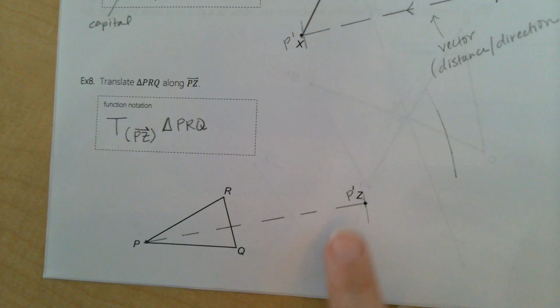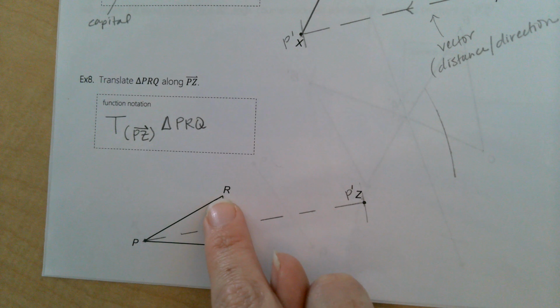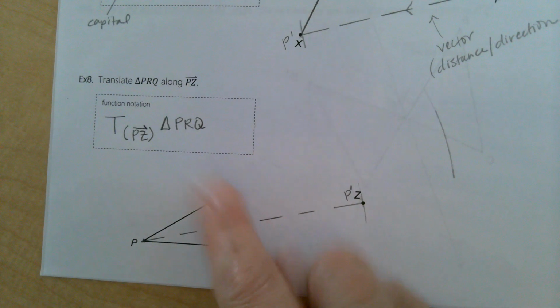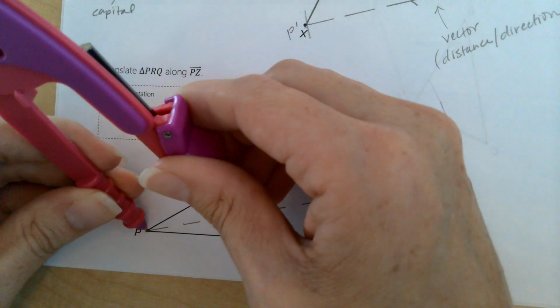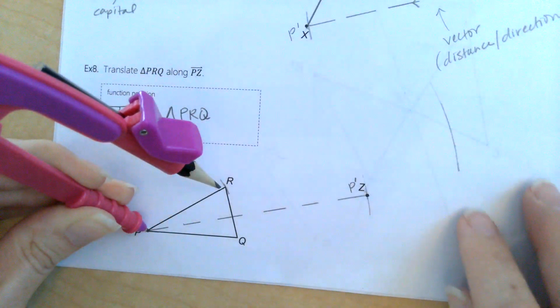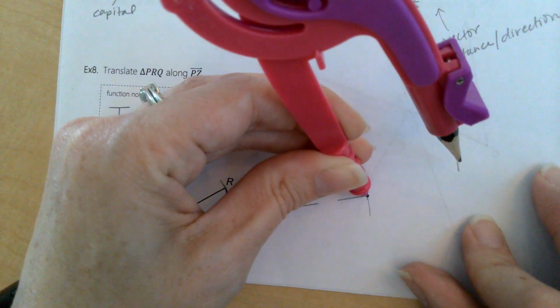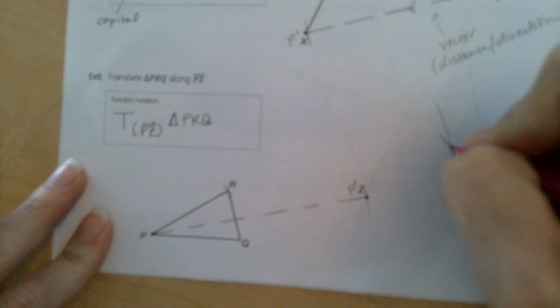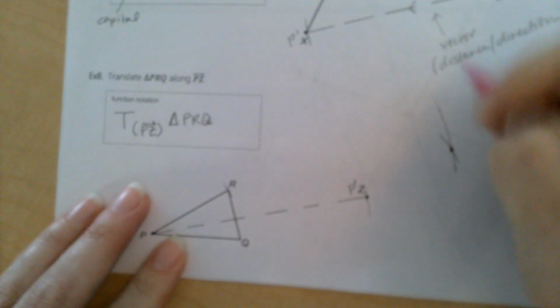Now, remember that P to R has to stay the same. So since P to R has to stay the same, P prime to R prime has to be congruent to it. So we've got to measure P to R. Mark it. And then we're going to transfer it from P prime. We're going to mark it. And where these two marks intersect will be my R prime.